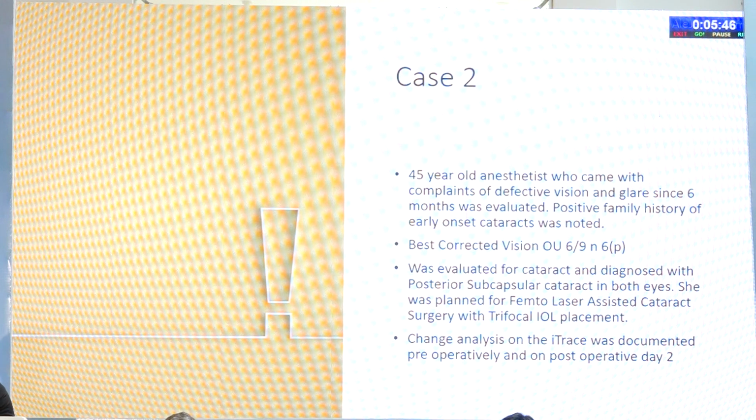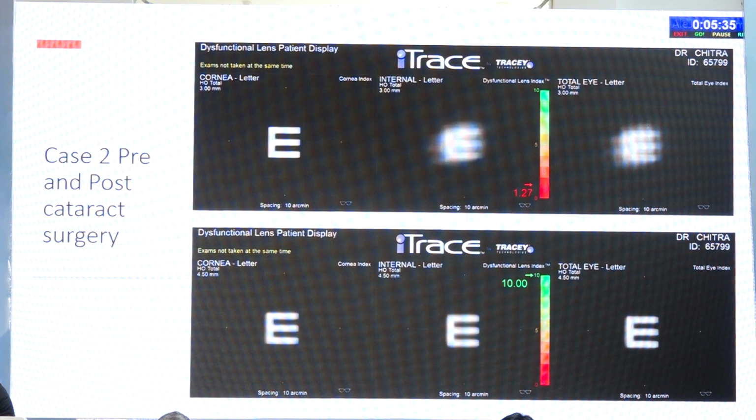Case 2, this is an anesthetist who also had the same issue. The vision was quite good, 6/6, and 6/9 N6, but she had some posterior subcapsular cataract. As you can see here, the preoperative aberrometry in the first picture shows that the internal lens aberrations are a little high. So it means that the patient is having a lot of optical image quality disturbance because of aberrations. In the second image, after the cataract surgery, her aberrations have improved, and the optical quality of the E chart is now up to 10. So the image quality has drastically improved from before to after the surgery.